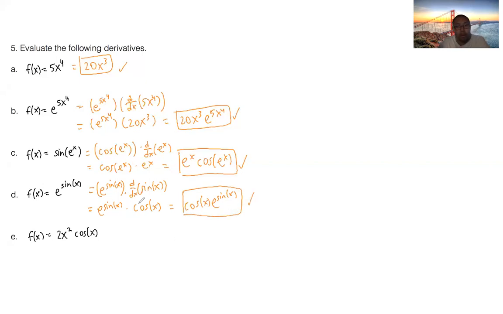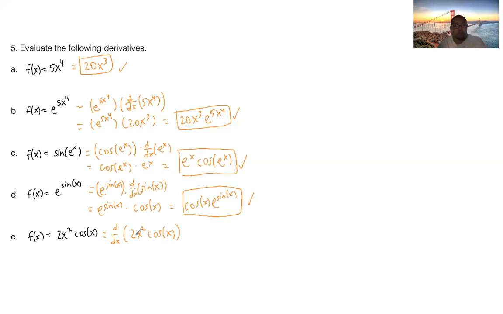Okay. Last one, 2x squared times cosine x. So this derivative, you're going to use a property, right? So the derivative with respect to x, in this case, of 2x squared cosine x. I'm going to write this one out so you can see it.